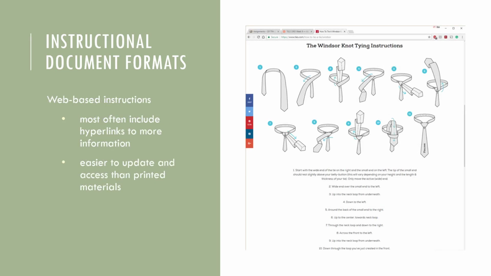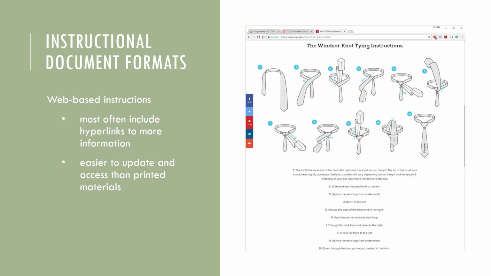Another kind of instructional format is web-based instructions. Now, these days, most often what we see are videos, but there are still some instructions out there that are not YouTube videos. Instructions like the ones shown at the right sometimes have hyperlinks that take you to more information, perhaps to a video. This kind of instructions are also just so much easier to update and to access than printed materials.